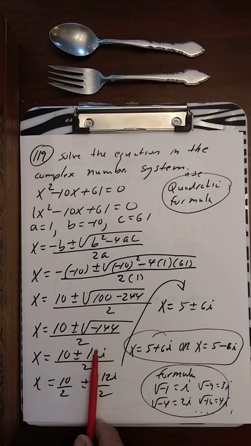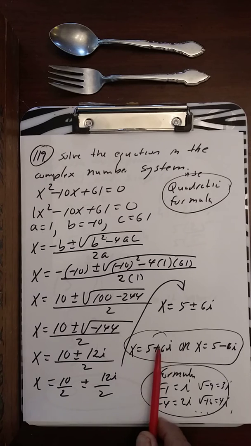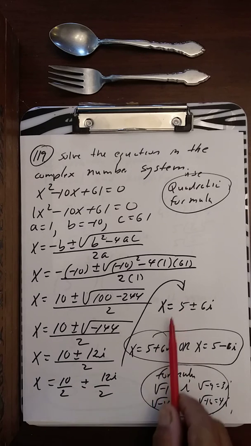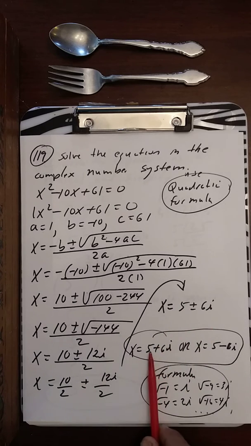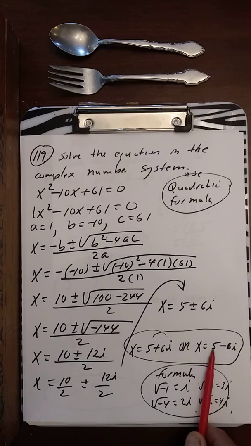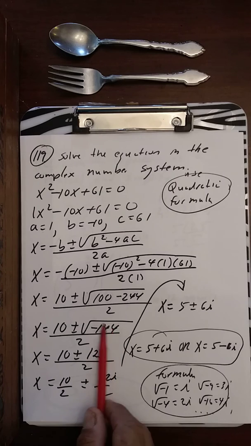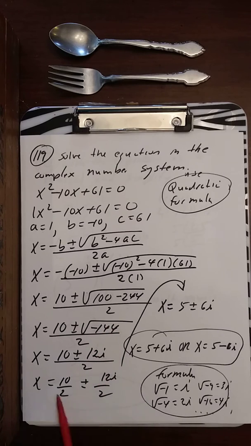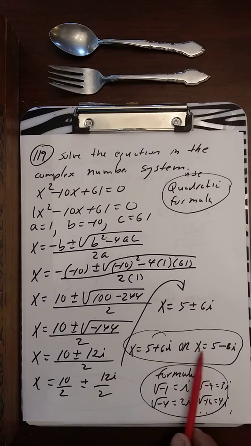And 10 plus or minus 12i over 2. Divide by 2 in both parts. This divides into 5, this divides into 5. So we have 5 plus or minus 6i. So the answer is 5 plus 6i or 5 minus 6i. Notice right here, the negative number became i. Divide, divide, got this, and you got those two answers.